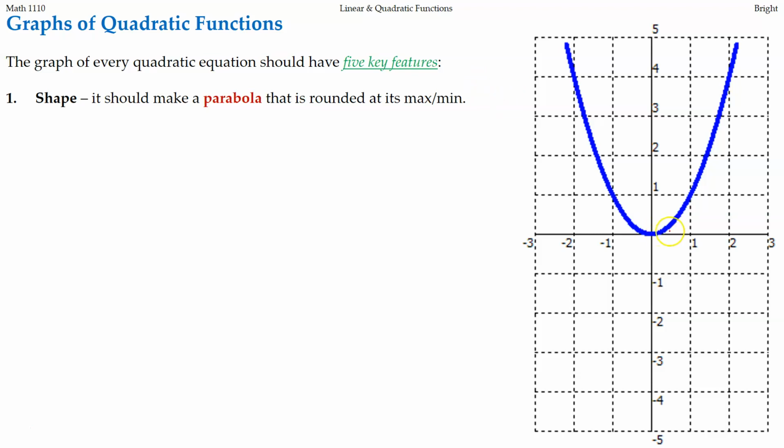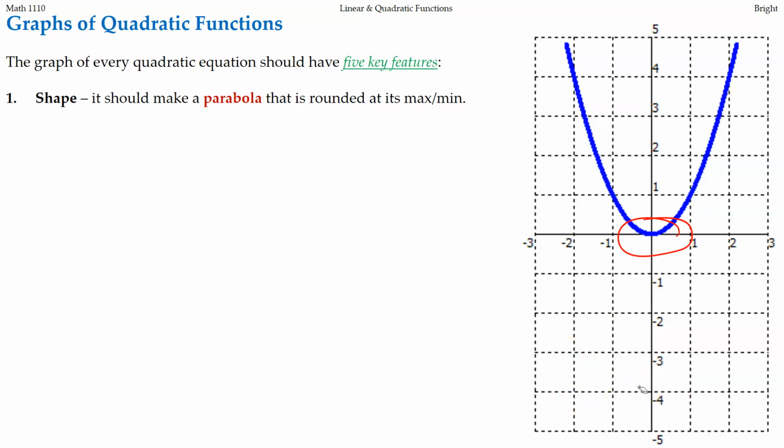There's a maximum or minimum value, and it has to be rounded. If this is sharp, like a V, I am going to take off points. Do not make it sharp. If it's sharp, it's more like an absolute value graph. So make sure that you have a nice rounded value at its maximum or minimum. And also keep in mind that a parabola can open down too. We saw that happen briefly in the last video. So it can open down.